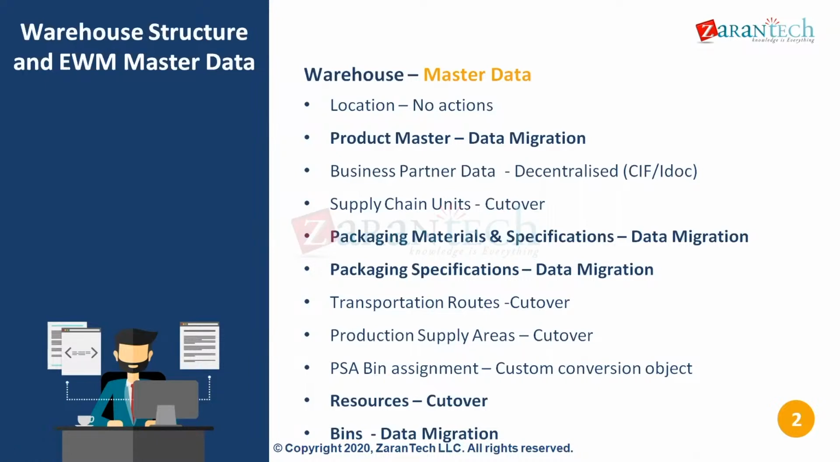There are several other master data which at this point of time I'm not going to discuss. For example, routes, because we'll discuss this as part of our outbound process. Production supply area we'll discuss as part of production integration. Obviously PSA bin assignment also. So they are specific to the process. We need to deep dive into the process to understand those specific master data. So I'm not going to create them or discuss them at this point of time. I'll focus more on the products and pack specs because they are going to be used across processes and resources also. And then other master data we'll slowly introduce as we go ahead.